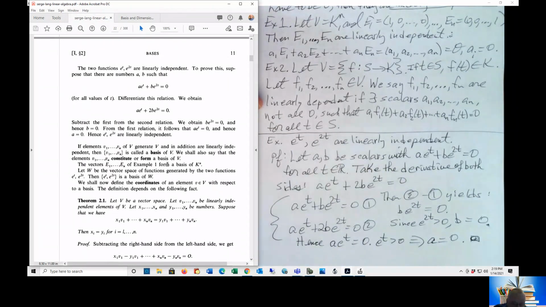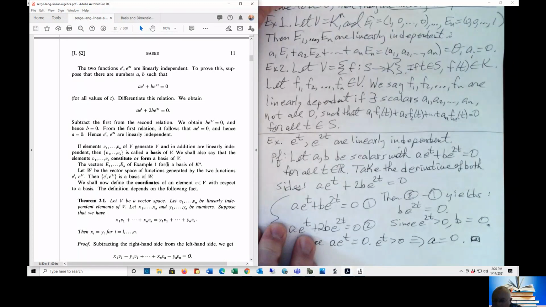You might remember that functions like e to the t often arise in differential equations. All right.